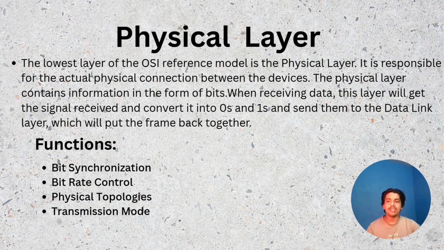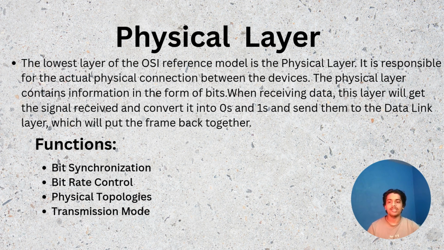The physical layer is the lowest layer of the OSI model and is responsible for the actual transmission of data over the physical medium. It converts digital data into signals such as electrical, optical, or radio signals and transmits them through cables or wireless channels. At the receiving end, it converts these signals back into binary data which can be processed by higher layers.